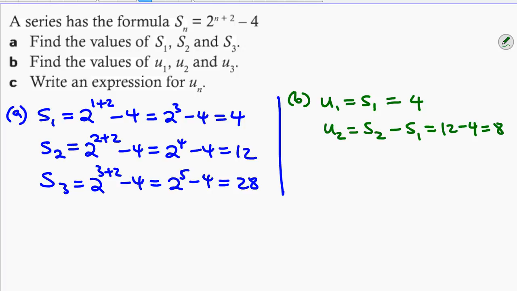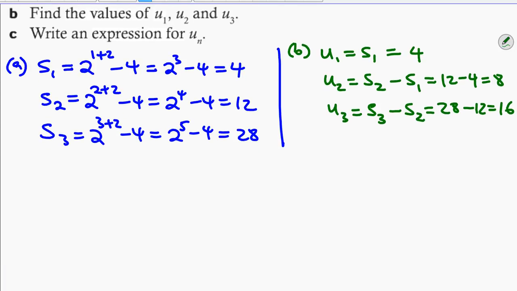And then the third term will be the sum of the first three terms minus the sum of the first two terms, which will be 28 minus 12, which gives us 16. Okay, so find the expression for the nth term.